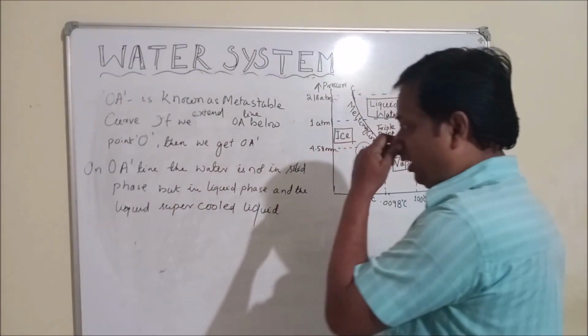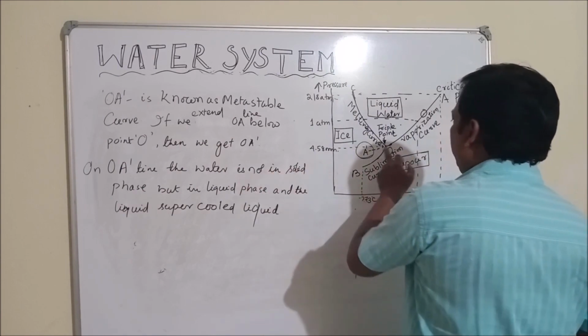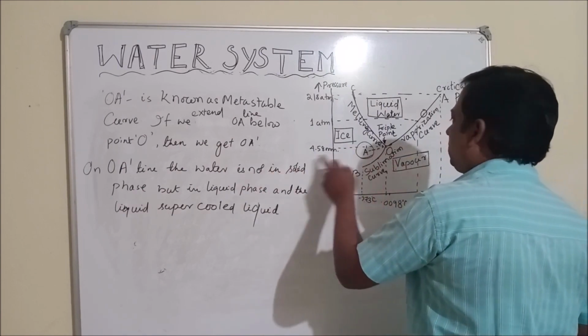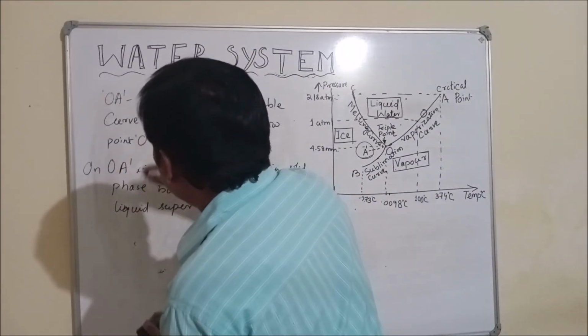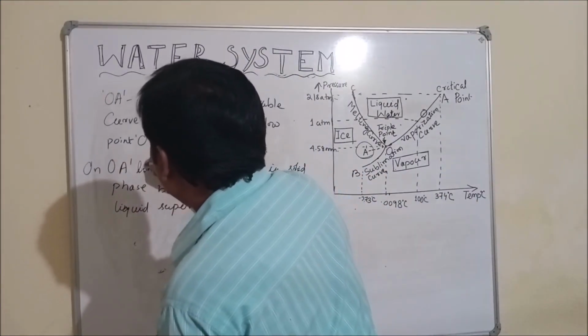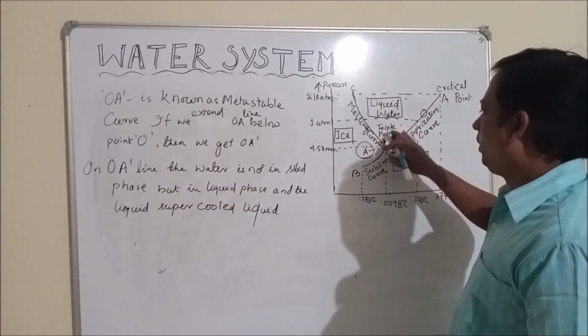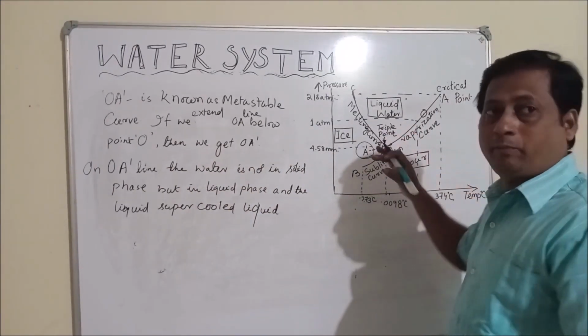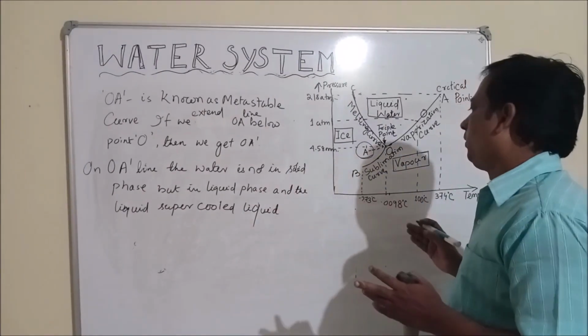So on the y dash line, the water is not in solid phase. यहाँ पे जो y dash line है, यहाँ पे जो water है, ये solid phase में नहीं है, but it is in a liquid phase. But this liquid is a super cooled liquid.